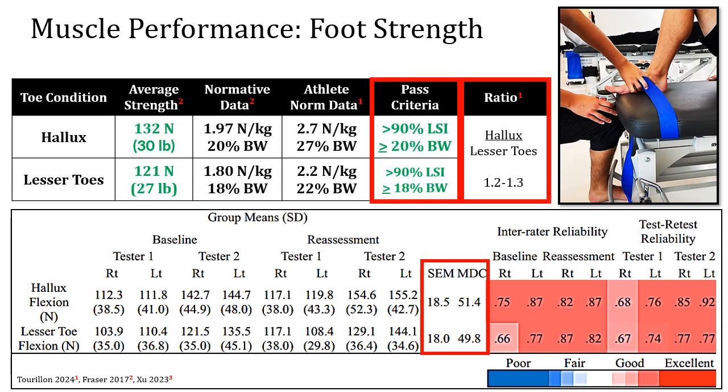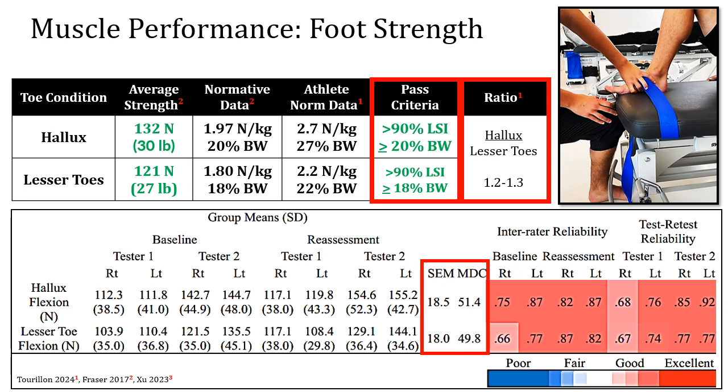What are you looking for? You're looking for a certain strength relative to body weight. Specifically, in your normative data, you want greater than 20% body weight. In an athletic population, they have shown to be slightly superior to that at 27% body weight. For your lesser toes, obviously less, so 18% to 22%, and you put the other 4 toes on it as the individual flexes.